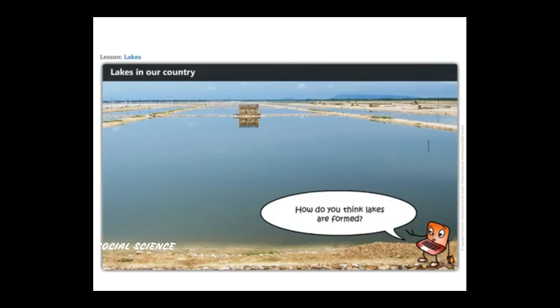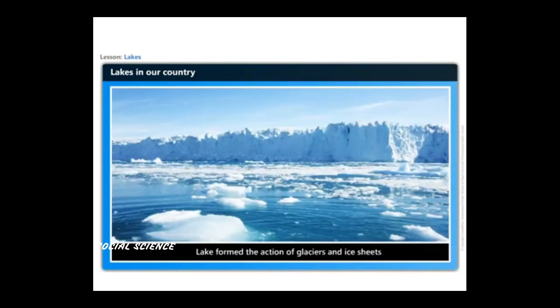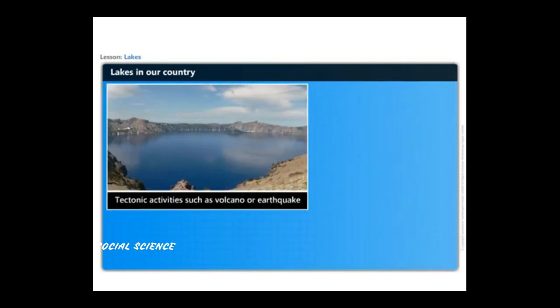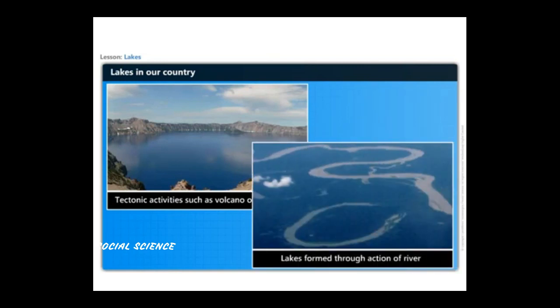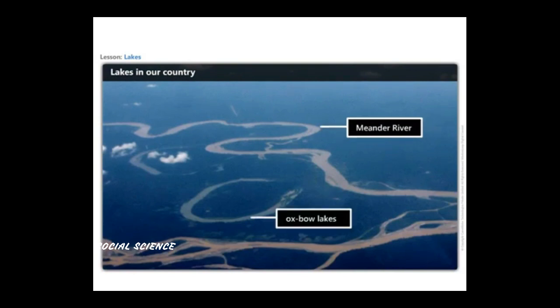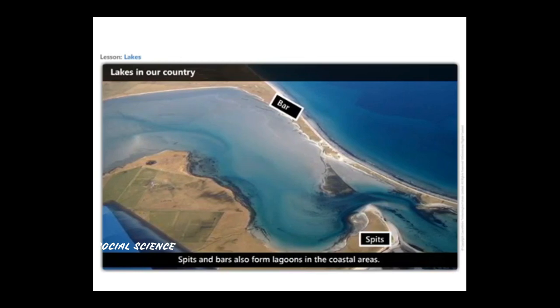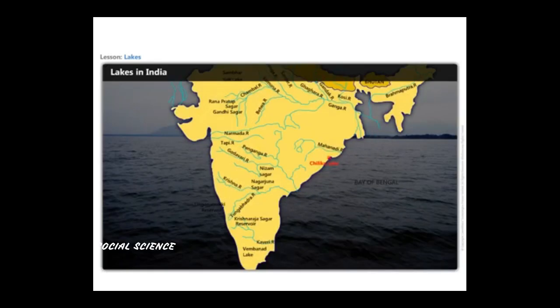How do you think lakes are formed? Some lakes are man-made. Some others are formed as a result of the action of glaciers and ice sheets. Some are formed from tectonic activities such as volcanoes or earthquakes, while others have been formed by wind and river action. Thus, a meandering river across a floodplain forms cutoffs that later develop into oxbow lakes. Spits and bars also form lagoons in the coastal areas. The Chilika Lake, the Pulicat Lake, and the Kolleru Lake are some such examples.